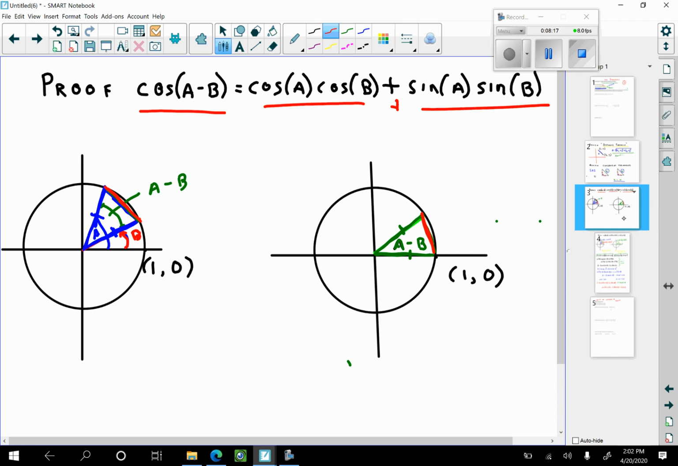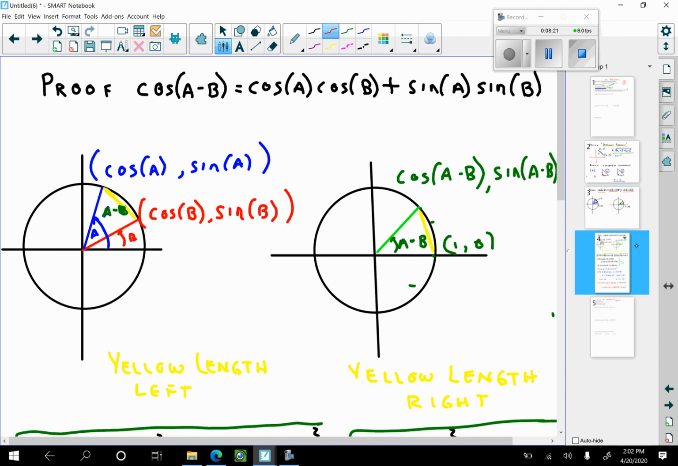Now we're going to go to the next slide, and it's going to show you some points. I have these points labeled, and here are my congruent sides. My congruent sides are this yellow one and this one, and we're going to use those. We know this is angle A minus B.